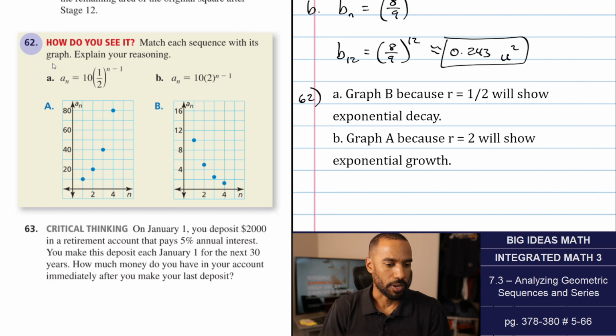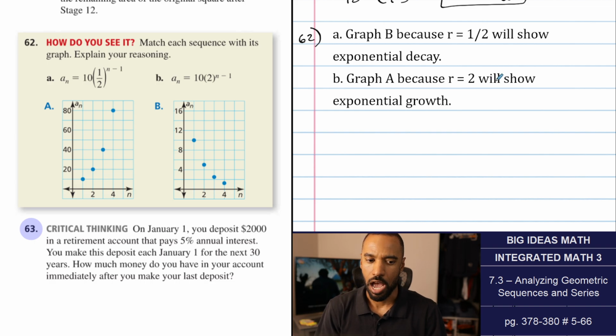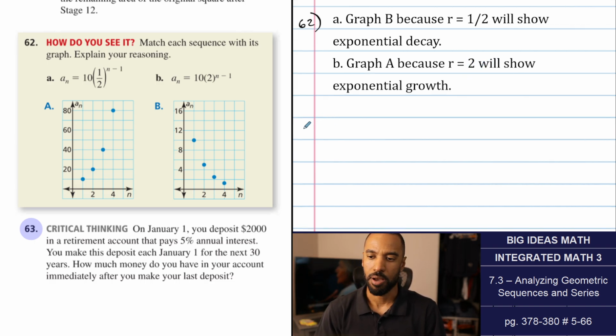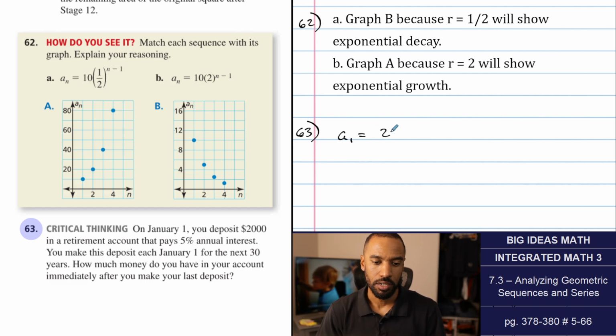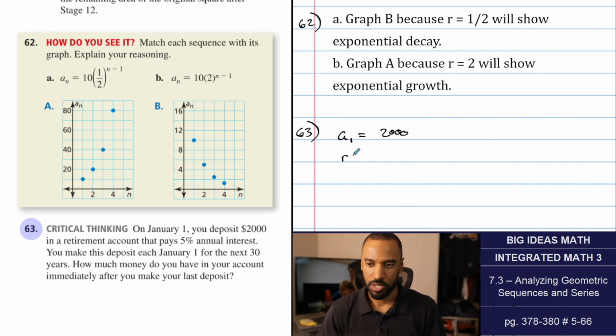All right, number 63, critical thinking. On January 1st, you deposit $2,000 in a retirement account that pays 5% annual interest. You make this deposit each January 1st for the next 30 years. How much money do you have in your account immediately after you make your last deposit? Let's make sure we process how that needs to be calculated. On January 1st, you deposit $2,000 in a retirement account. I assume this is kind of like your A sub 1. So $2,000 that deposits 5%.